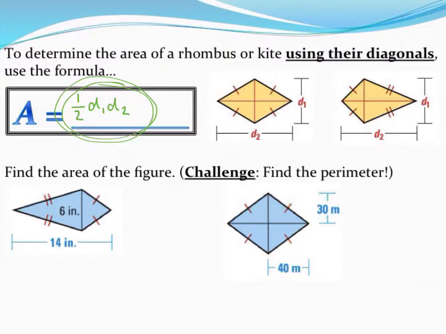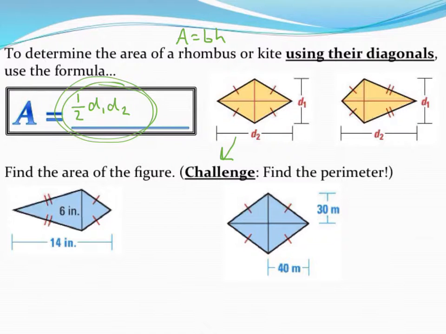Because a rhombus is a kind of parallelogram, we could also find the area of a rhombus by doing base times height. So this is actually a second way to find the area of a rhombus when we know the diagonals, and it's our first way to find the area of a kite. So let's go ahead and find the areas of each of those figures down below, and then once again we'll attempt the challenge on the rhombus by finding its perimeter.